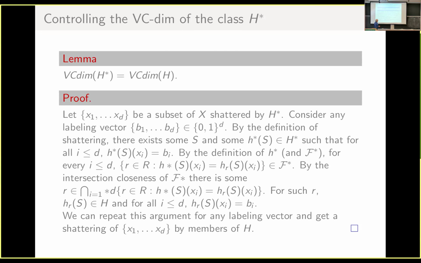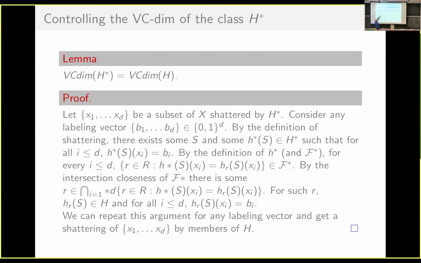And the trick is that I want to show you that the VC dimension of H star is not larger than the VC dimension of the original H. So assume that I have here a set that I shatter with H star, with the big set. So what does it mean that I shatter it? It means that for every 0, 1 labeling of this shattered set, I have a member of H star that gives me this labeling.